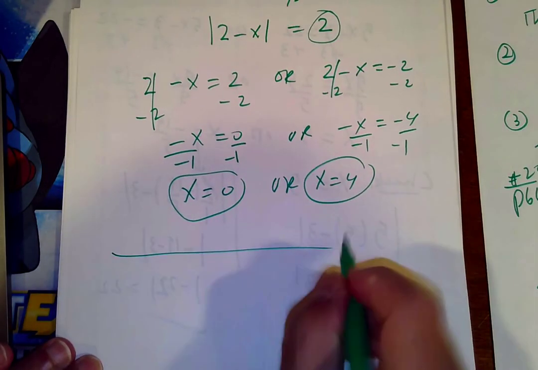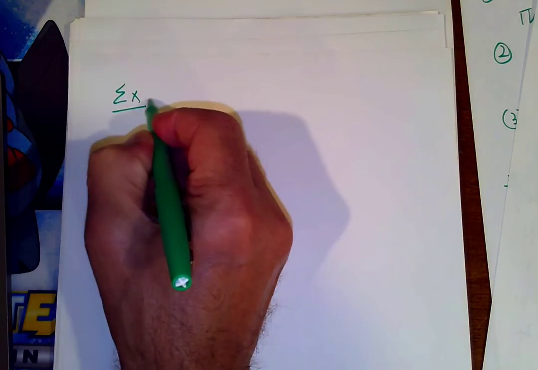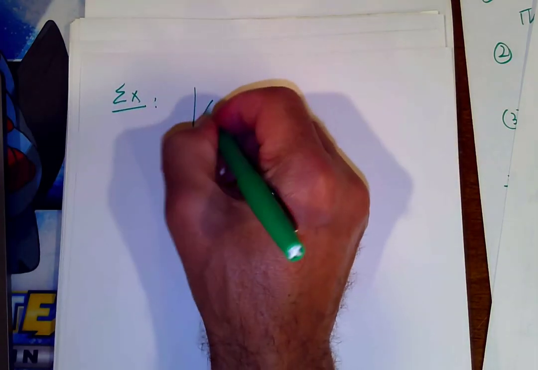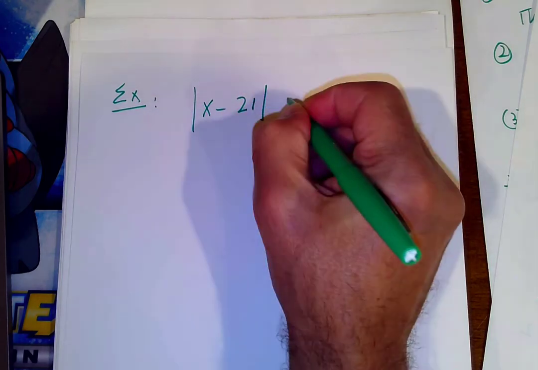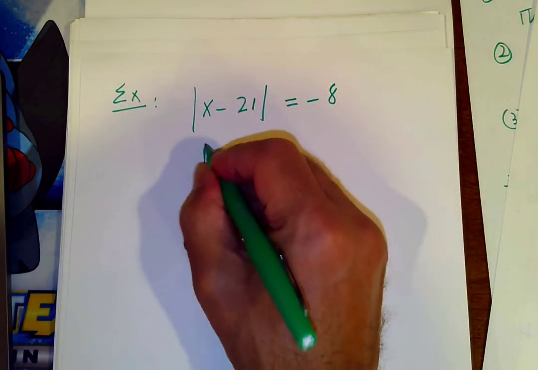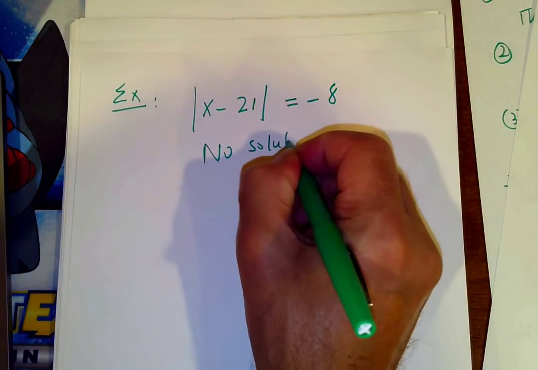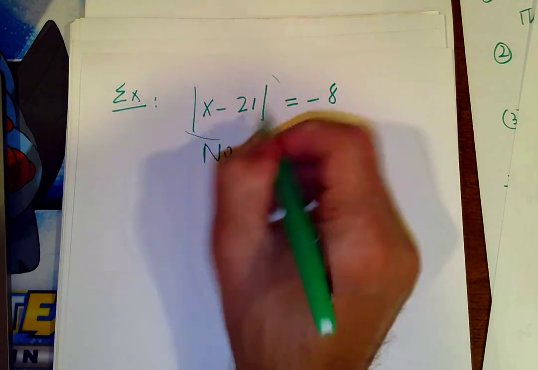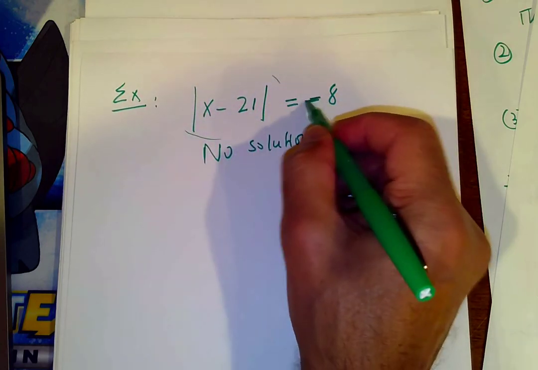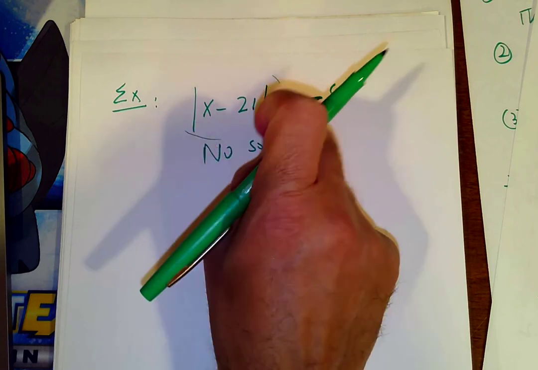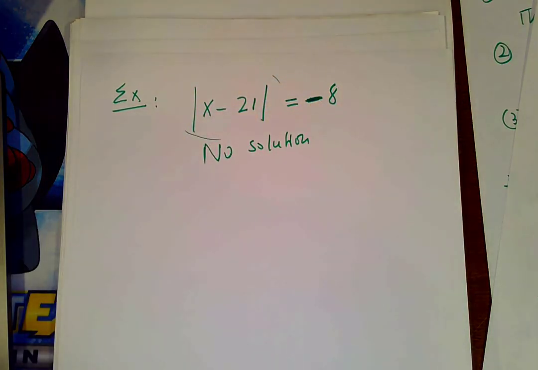And if I have absolute value of x minus 21 is negative 8, then it's no solution, because when the absolute value is isolated, you cannot have a negative there because distance can never equal a negative number.